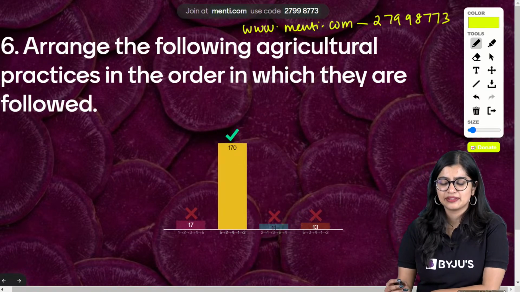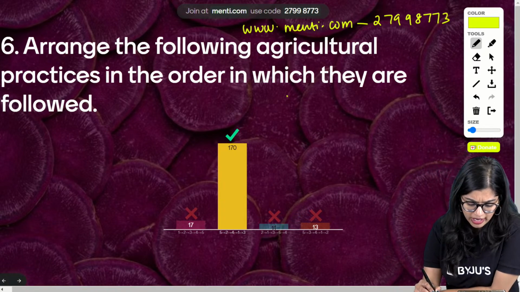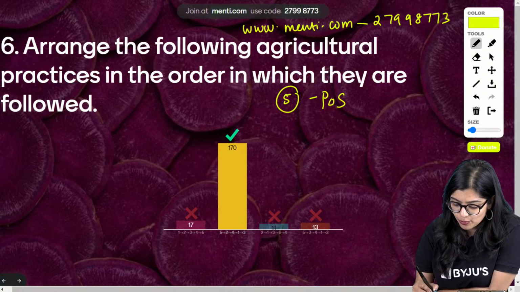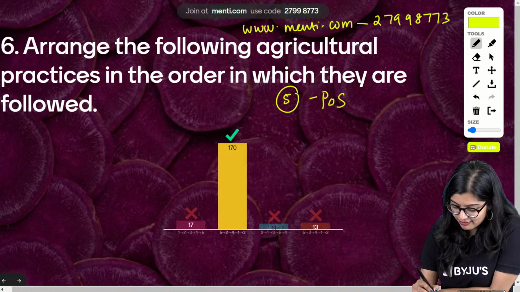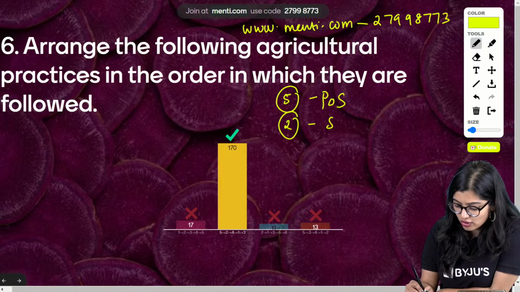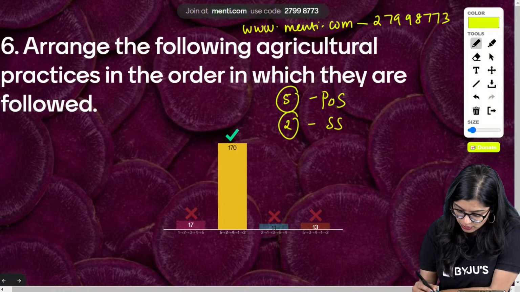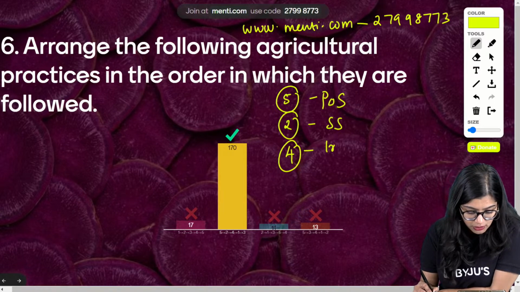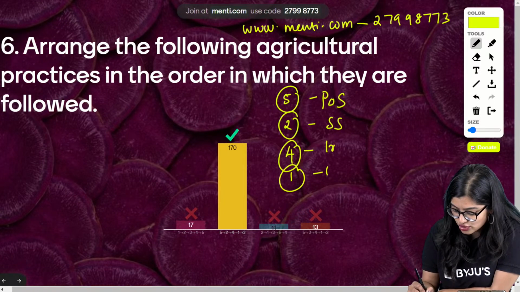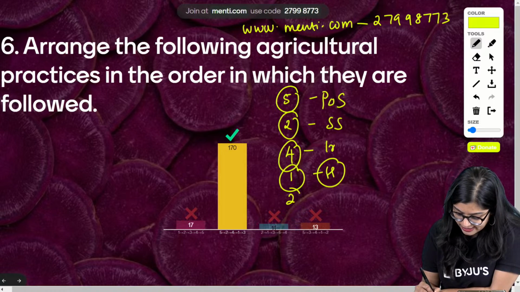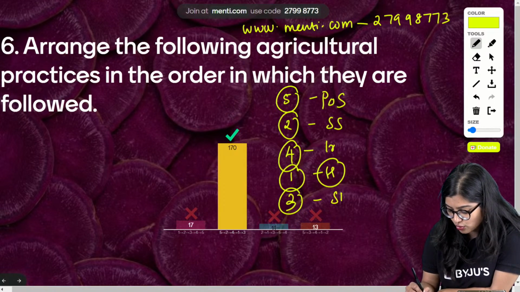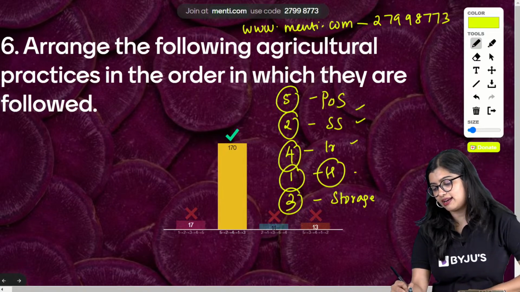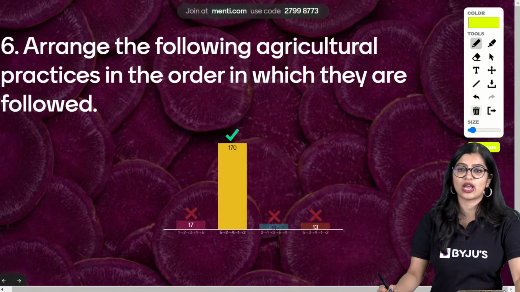This is very easy. Very good, all of you. So step number 1 was preparation of soil, so I'm just going to put POS, followed by step number 2, which was sowing of seeds. Then you had step number 4, which was irrigation. Then, of course, you had step number 1, which is harvesting, followed by step number 3, which was storage, right? So you will prepare your soil, sow your seeds, irrigate, then harvest, and then store.